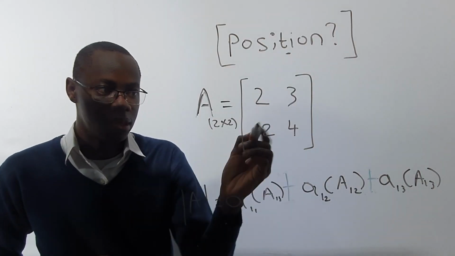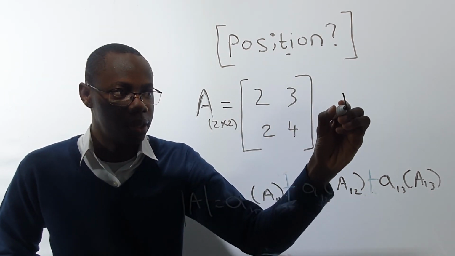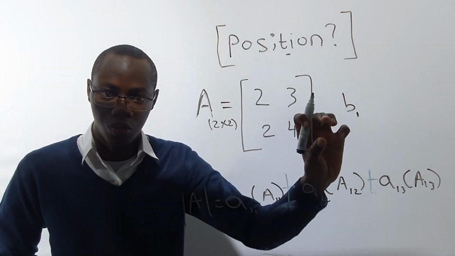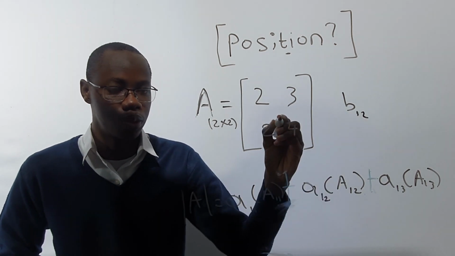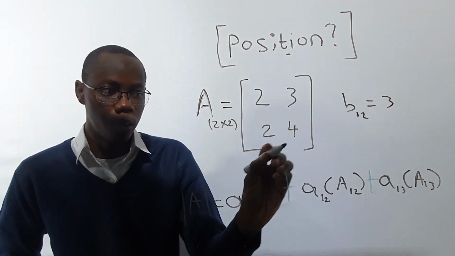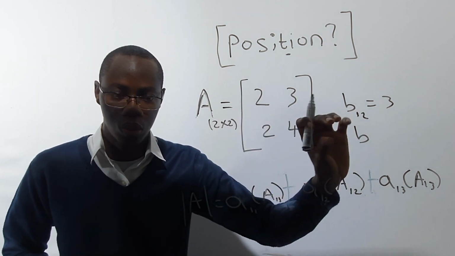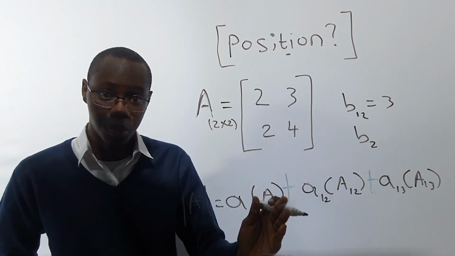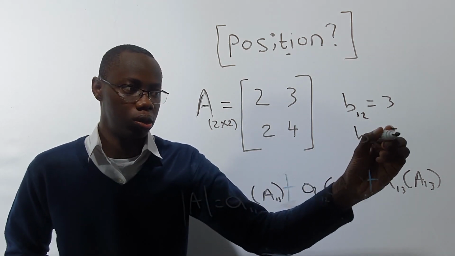How about this matrix here? This one will be B. B what? This is on the first row and the second column, so b 1 2, which is equal to 3. What about 4? 4 will be b 2 2, because it's in the second row and second column. So that will be 4.